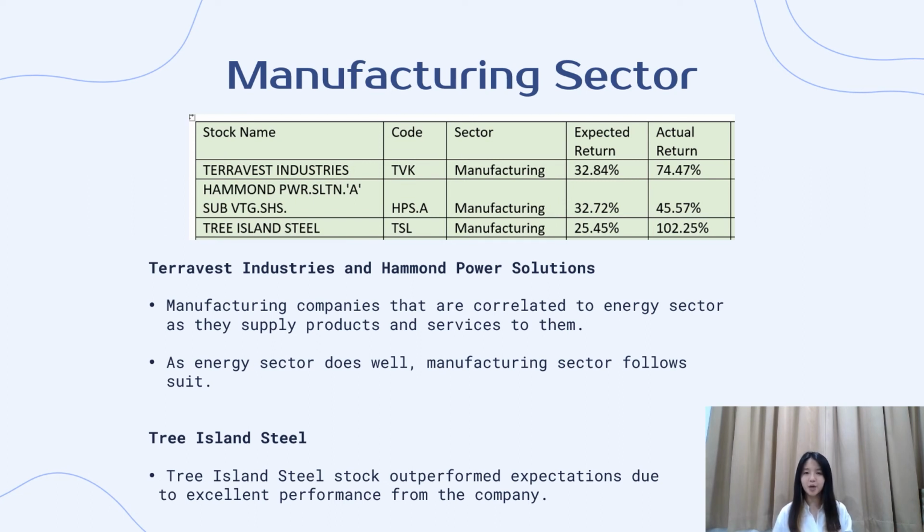TerraVest Industry and Hammond Power Solutions are companies that provide products and services to companies in the energy sector. As the energy sector performs well in 2021, companies from the manufacturing sector that supply products and services to energy companies followed suit and exceeded their expected return during the holding period. Conversely, the reason for Three Island Steel to have a higher return was because it had been constantly growing in profit over the last 2 years.